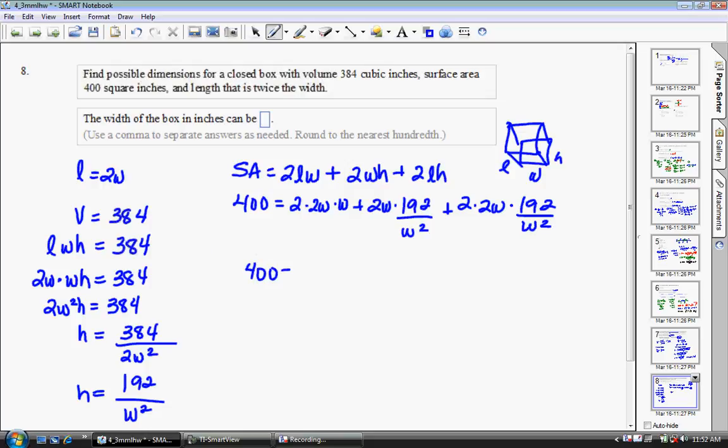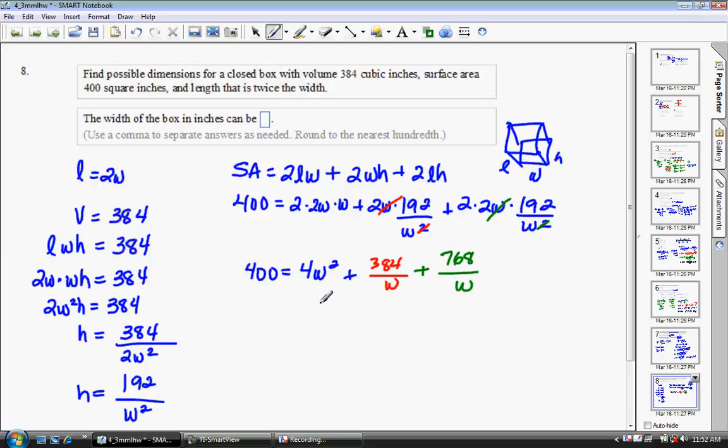So we get 400 is equal to 4W squared, plus, notice that one of the W's is common, so that will divide out. 192 times 2 is going to be our 384 over W. And then plus, we can clean the last term up. The W's will divide out. 4 times 192 is going to be 768 over W.